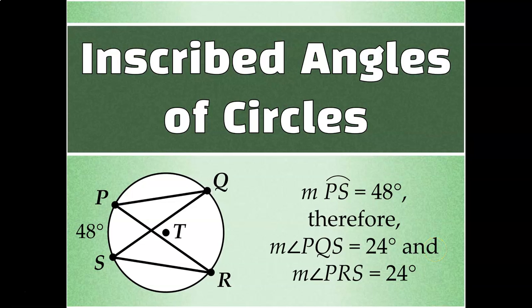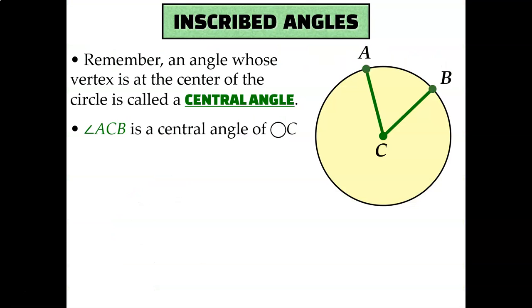Let's talk about how to calculate the measure of an inscribed angle. In our previous lesson, we learned about central angles, which are angles whose vertex is the center of a circle, like angle ACB. C is the center of this circle. It's also the vertex of the angle, so it's called a central angle.